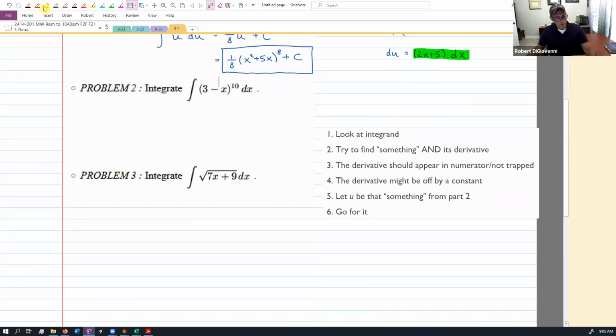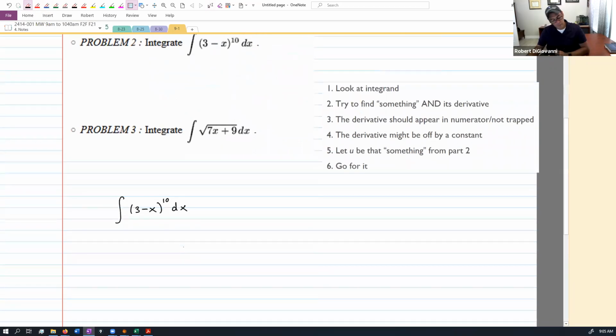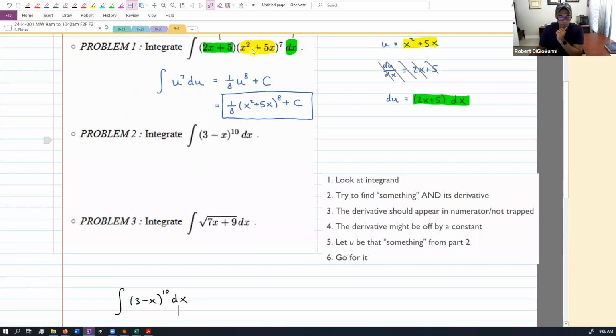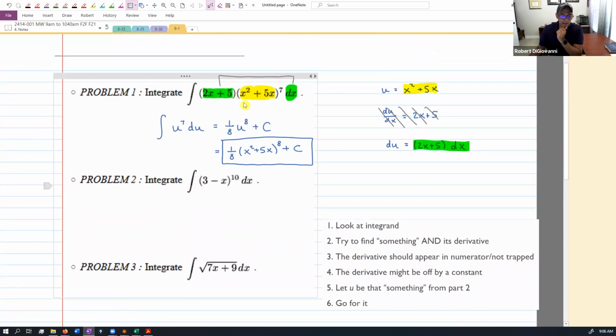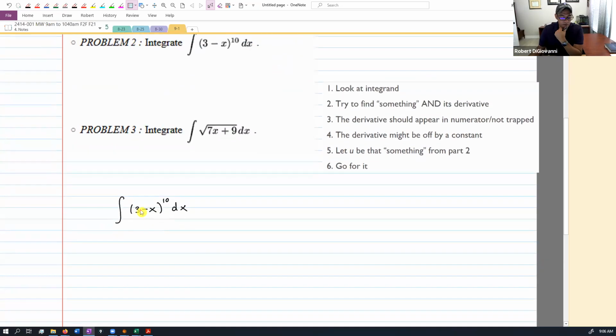Okay, the second one, I'm going to write the second one down here, and we'll start working with it. So I said the second one and the third one have kind of a unique thing going on that's important. When you look at this, you're trying to identify something and its derivative. There's not a whole lot to work with here, right? All we really have is the 3 minus x to the 10th power. We don't even have two factors next to each other like we did in the previous problem, right? We had two factors, so it was easy for us to see, let this be the something and let that be its derivative. Here, we only really have one thing.